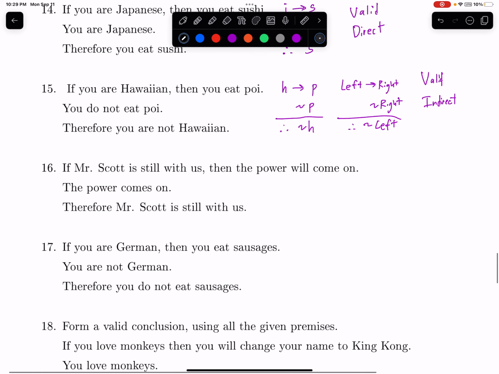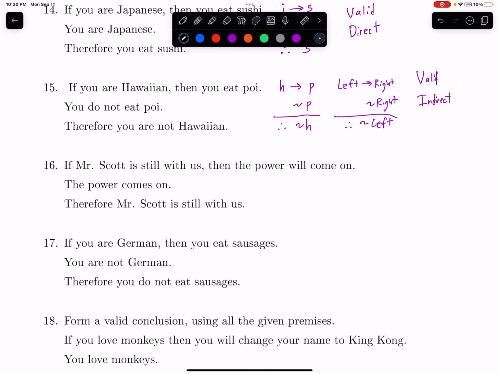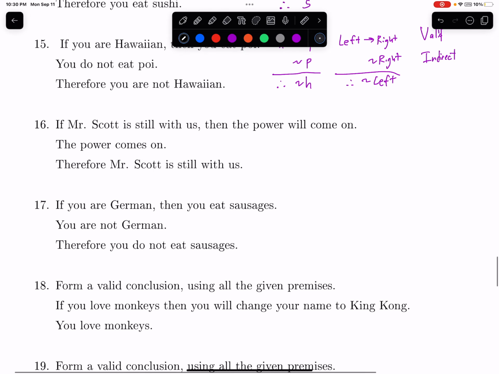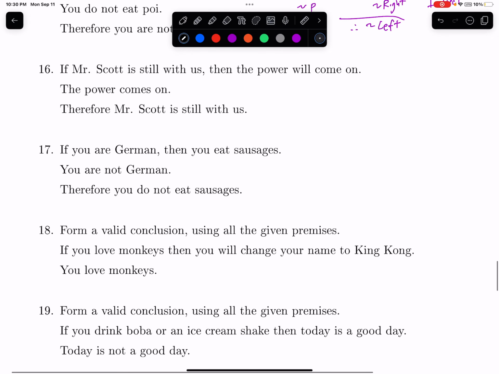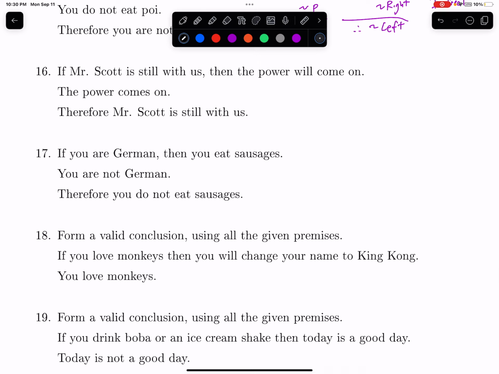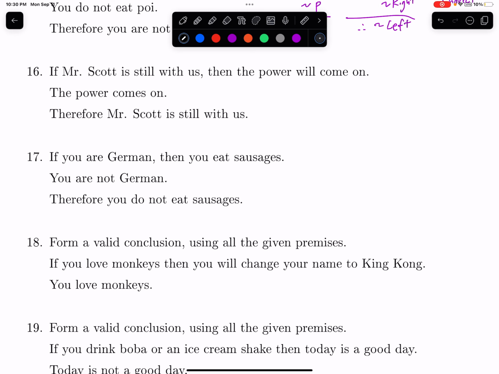Okay, number 16. This example comes from an actual episode of the original Star Trek, which is like, how many years ago now? Oh, it's like a long time ago now. Yeah, it's like over 50 years or something like that. Wow, it's crazy. Okay, anyways, if Mr. Scott is still with us, then the power comes on.